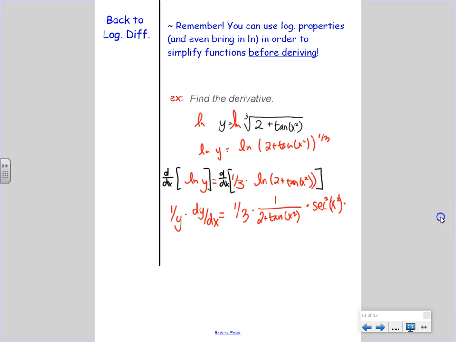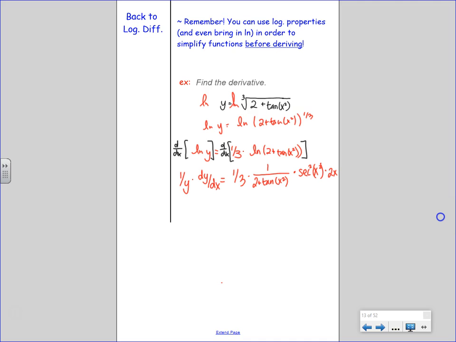Why am I putting another one? Took the derivative of ln, 1 over. Took the derivative of tangent, secant squared. Now you take the derivative of x squared, which is 2x. Right? Now I just need to make it prettier than it is right now. So, over here on the right-hand side, let's see, what's on top? The 2x and the secant squared of x squared. Who's on bottom? The 3 times the 2 plus tangent of x squared.